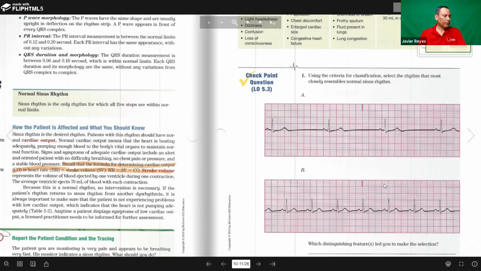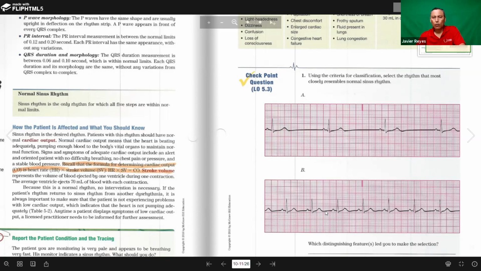So we have a rhythm, we have the rate, and what about the P wave morphology? What do the P waves look like? Do they all look the same? About the same, right? See the P wave? Okay, your P wave is always the first wave, an upward or positive deflection. Then we have a little Q, R, S, and then you got your T wave.